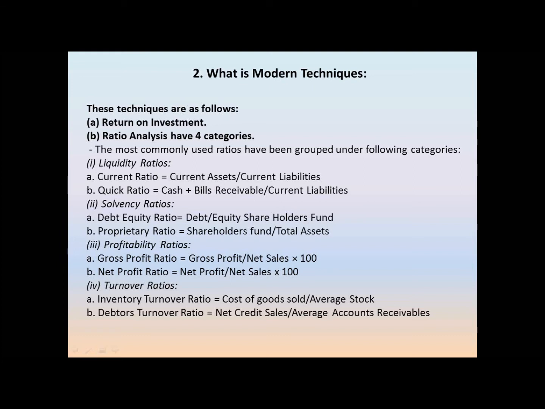The last, turnover ratios. The various turnover ratios like inventory turnover ratio, debtors turnover ratio, and fixed assets turnover ratio help in knowing whether the resources are effectively used for increasing the efficiency of operation of the business or not. Higher turnover indicates better utilization of resources.